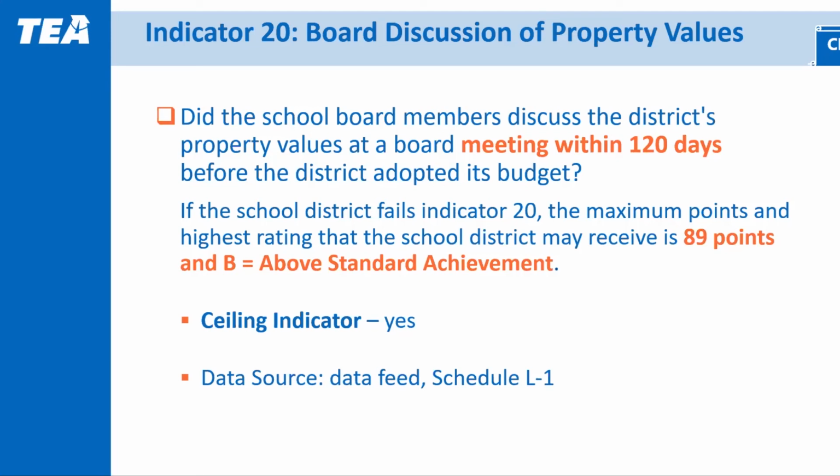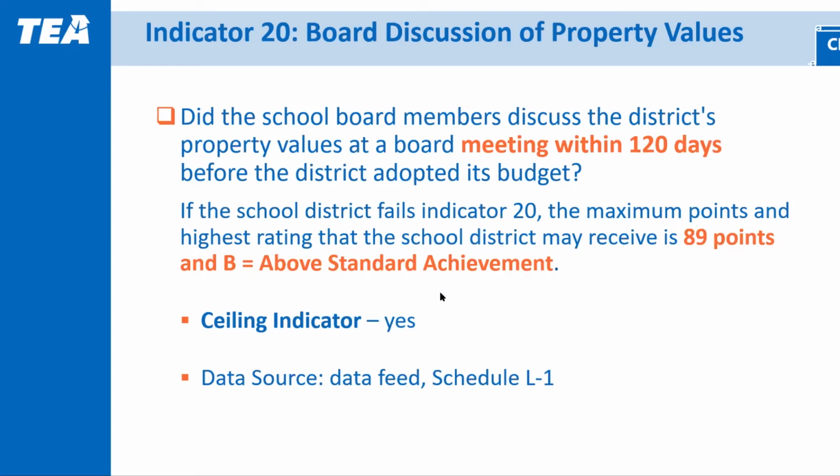And so there's still some things that you can talk about. You maybe have to broaden past the property values unless your property values are rising and falling. You can still talk about that impact and how that is impacting your district. And then this is an indicator or an L1 question, so you'll answer it on the L1. And if you answer no to it, then you will receive a B, which is a ceiling indicator. And so the highest score you'd be able to get is an 89.